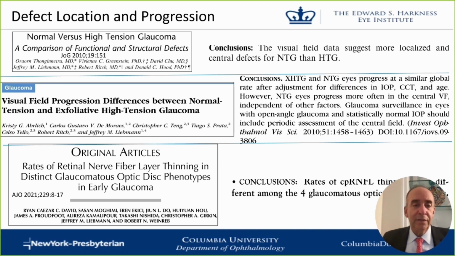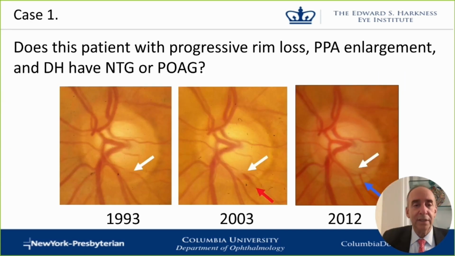Our group has studied this as well, and sometimes we find details of the visual field or optic nerve examination that appear to be different in the high and low tension glaucomas, but they're very difficult to separate out in clinical practice. For example, here is a patient who has had progressive loss of the rim at the white arrow between 1993 and 2012, a disc hemorrhage in 2003, and increasing parapapillary atrophy in 2012. Does this patient have normal tension glaucoma or primary open-angle glaucoma?